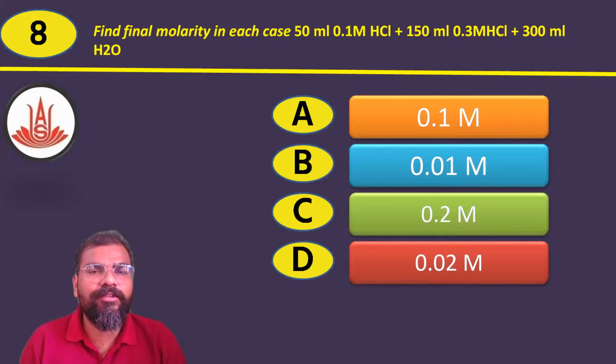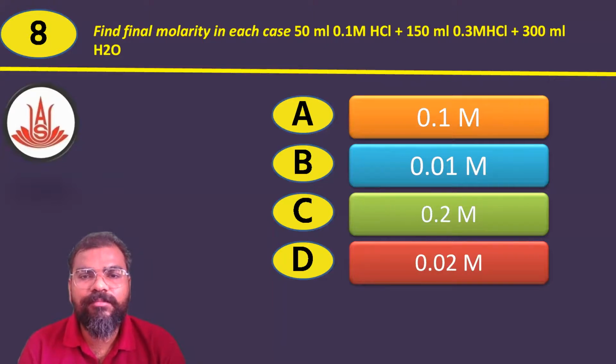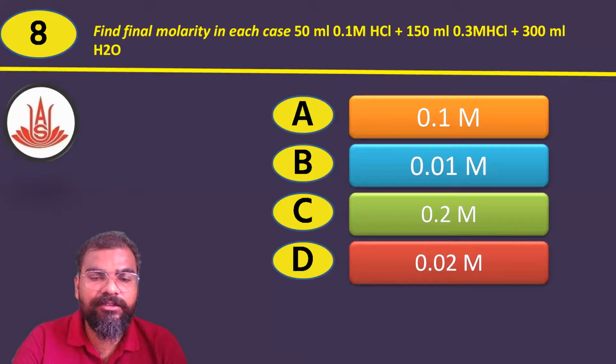Then question number 8: find the final molarity in each case. 50 ml of 0.1 molar HCl plus 150 ml of 0.3 molar HCl plus 300 ml of H2O. 4 options they have mentioned: 0.1, 0.01, 0.2 and 0.02. Okay, so let us solve this.